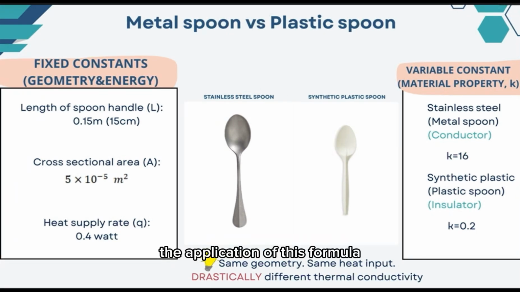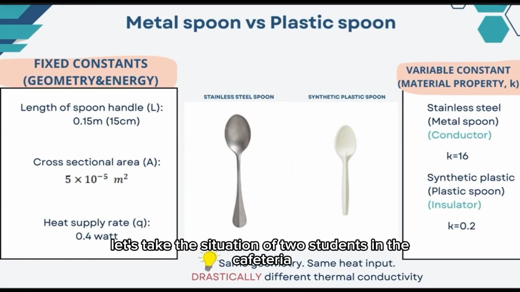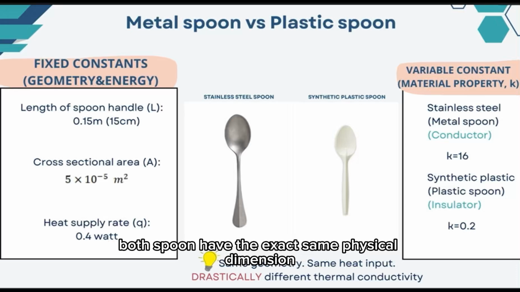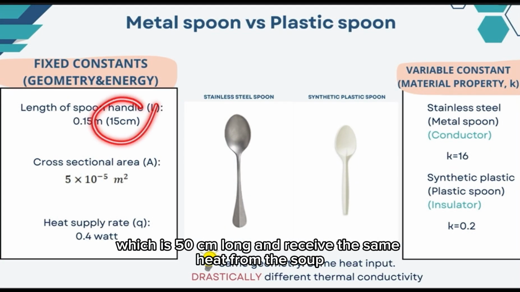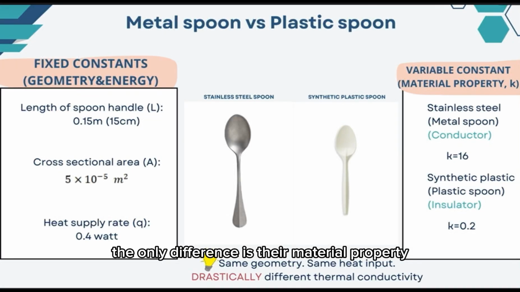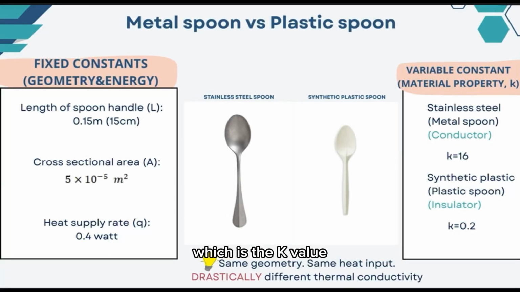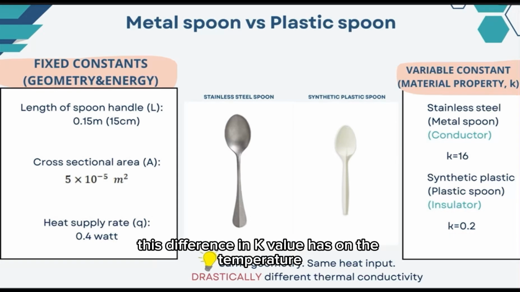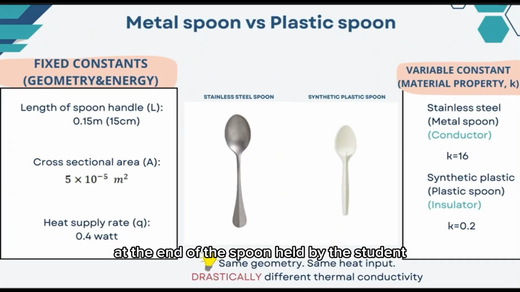The application of this formula is based on the real world. Let's take the situation of two students in the cafeteria. Both spoons have the exact same physical dimension, which is 50 cm long, and receive the same heat from the soup. The only difference is their material property, which is the K value. The metal spoon has a high K value of 16, while the plastic has a very low K value, which is only 0.2. Let's see what impact this difference in K value has on the temperature at the end of the spoon held by the student.